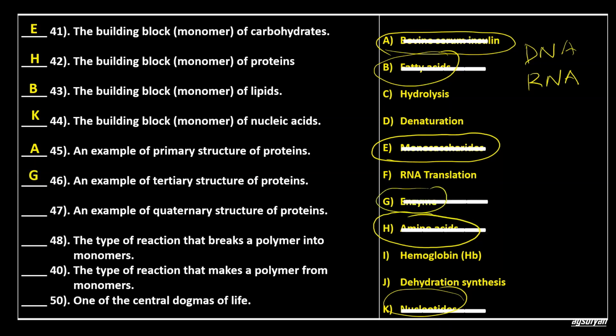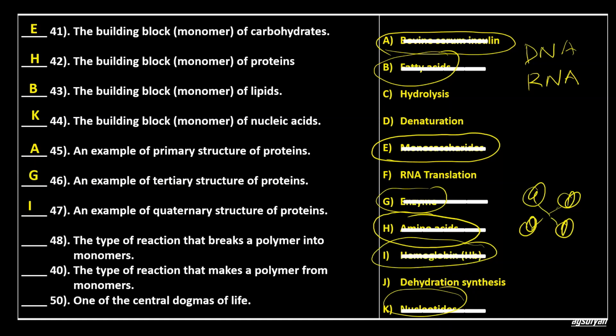An example of quaternary structure of proteins. The quaternary structure of protein actually consists of several tertiary structures. An example is hemoglobin. Hemoglobin actually consists of 4 tertiary structures that combine together. Okay, so it's called the quaternary structure of proteins.